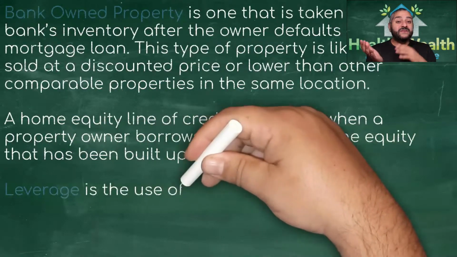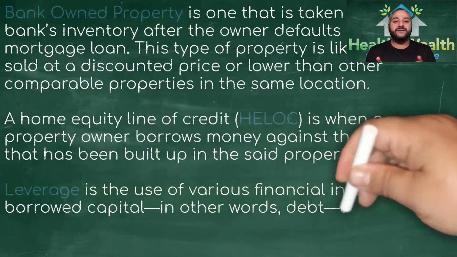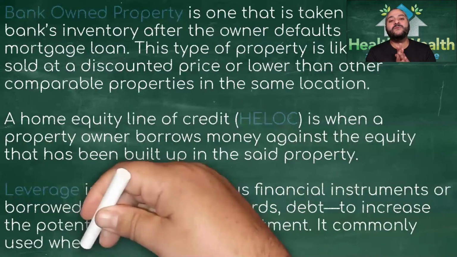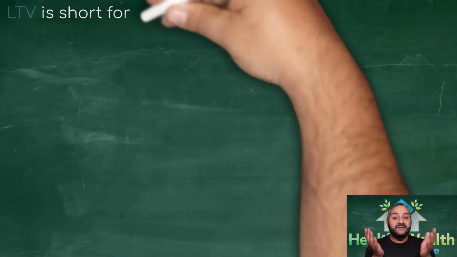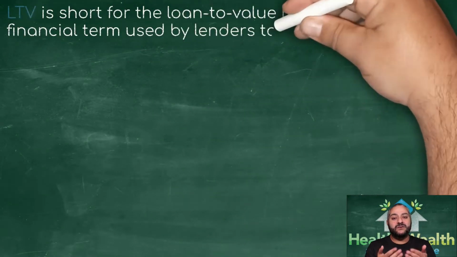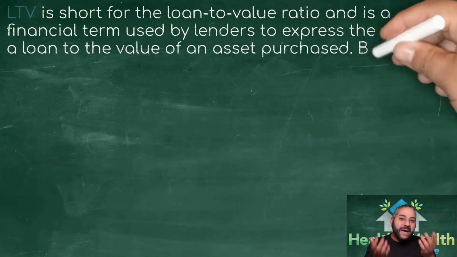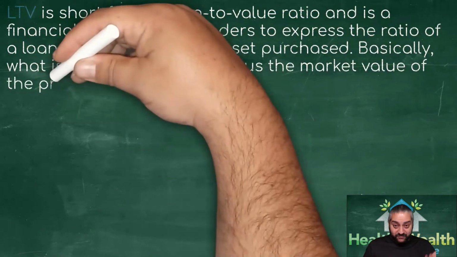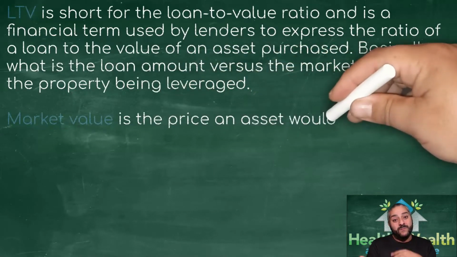Leverage is the use of various financial instruments or borrowed capital, in other words, debt, to increase the potential return of an investment. It's commonly used when talking about the real estate market. LTV is short for loan-to-value ratio, and it's a financial term used by lenders to express the ratio of a loan to the value of an asset purchased. Basically, what is the loan amount versus the market value of the property being leveraged? Market value is the price an asset would fetch in the marketplace.